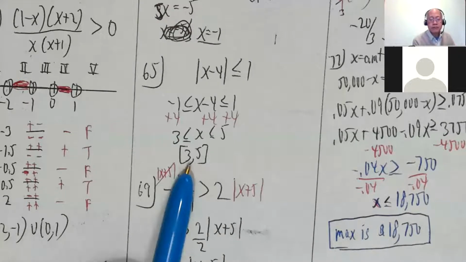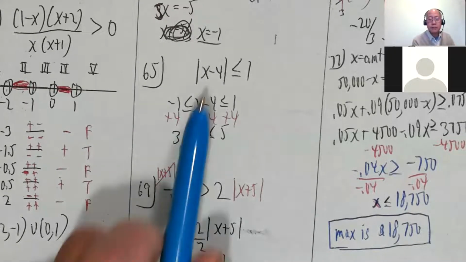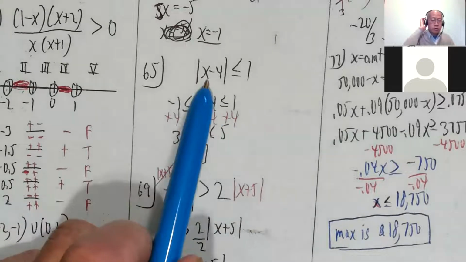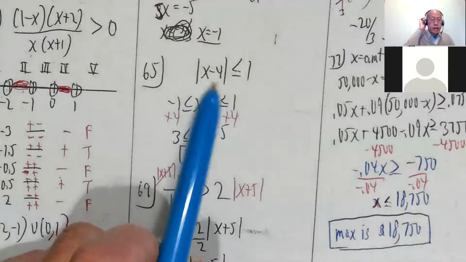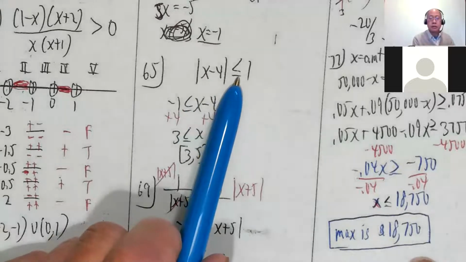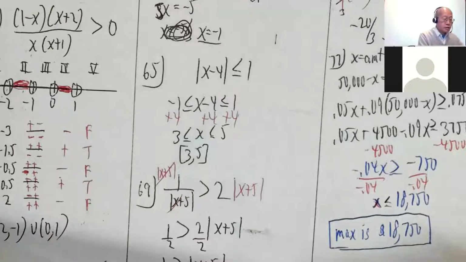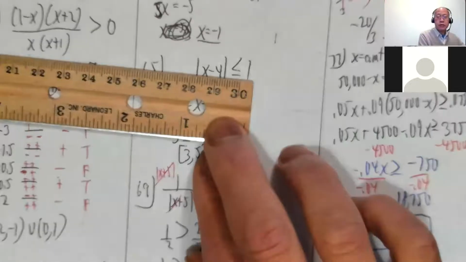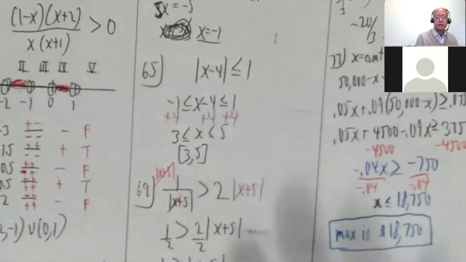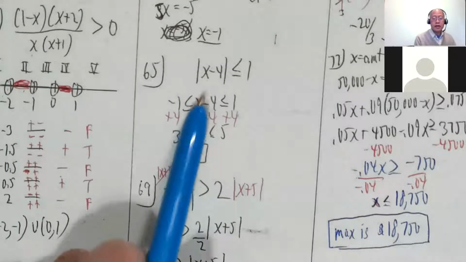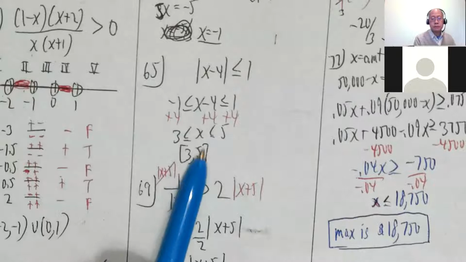I claim 5 should work. Let's try it. Plug in 5. 5 minus 4, 1. Absolute value of 1, 1. And 1 is less than or equal to 1. Okay, notice if you didn't have that line underneath it, suppose it looked just like that, then this would be open. Because then it would end up saying 1 is less than 1, and that's false.